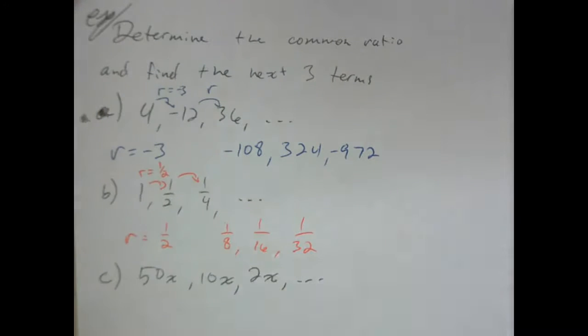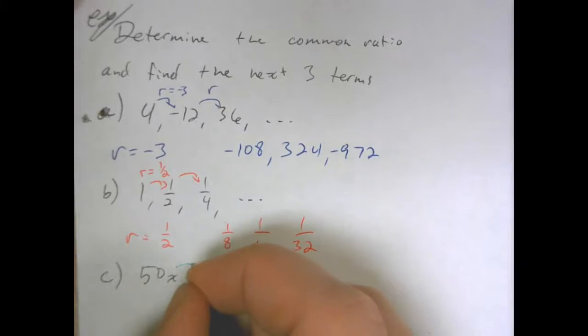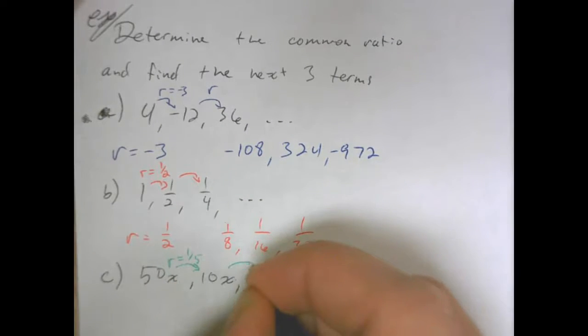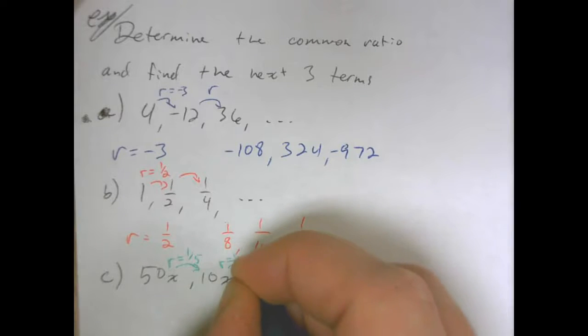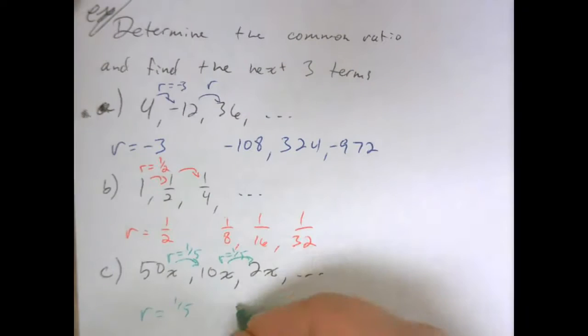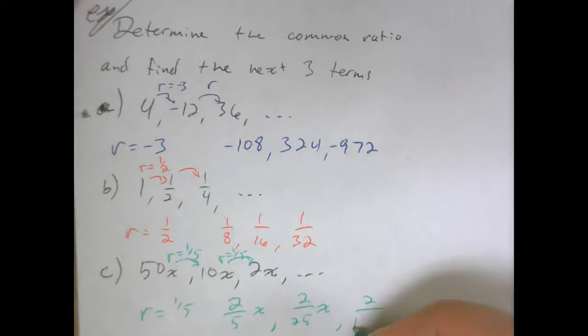In the next one, I have from 50 down to 10, so it looks like it divided by 5, so that would be the same thing as multiplying by 1/5. Did the same thing there, the rate was 1/5. So the common ratio is 1/5. To get my next term, I have 2/5 x. The next term after that, multiply it by 1/5 again, so 2 over 25x. And then I will have 2 over 125x. Yay.